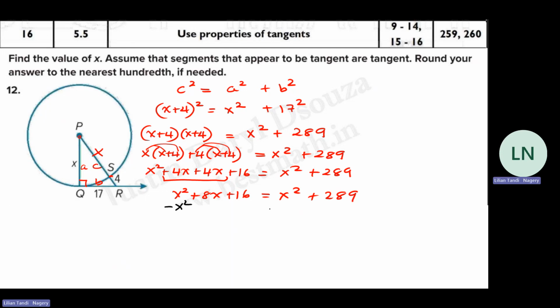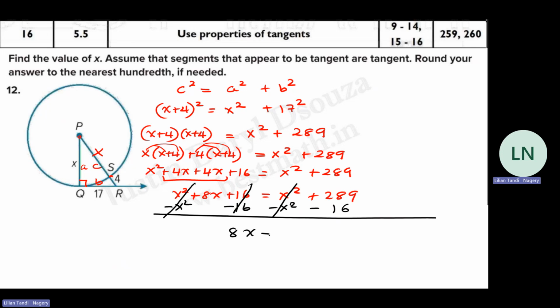Subtract X squared on both sides. This goes away. Subtract 16 on both sides. This goes away. You're left with 8x equals 273. Then you divide by 8 on both sides.